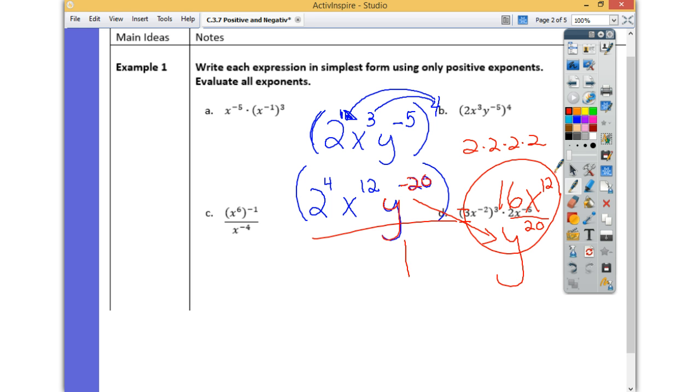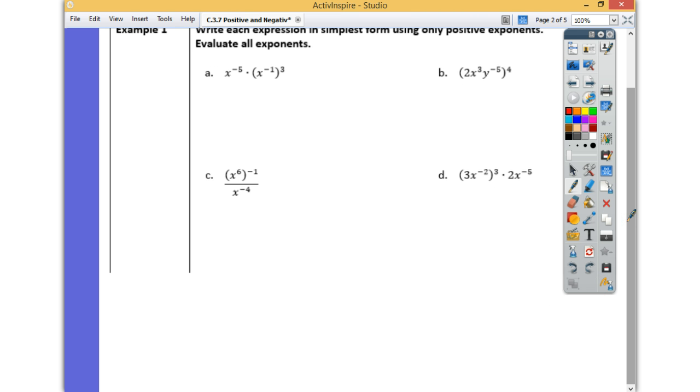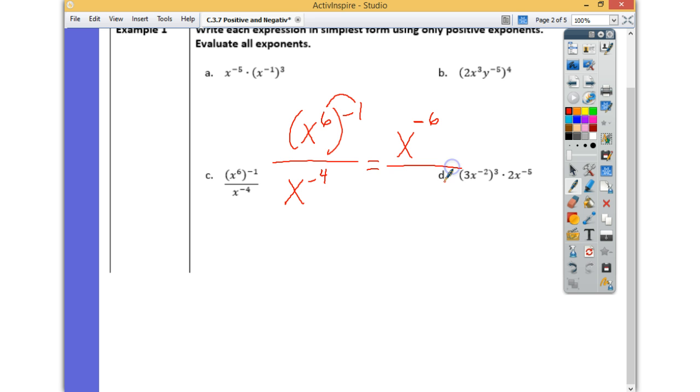All right, let's see what we can come up with for C. X to the 6th, to the negative 1, all over x to the negative 4. See what you come up with. Hold up your answer on your whiteboard. Okay, first simplify this. A negative 1 times 6 is x to the what? Negative 6th power over, we still have x to the negative 4.